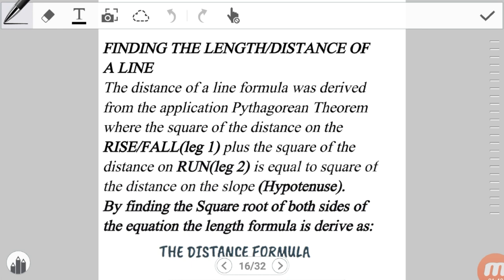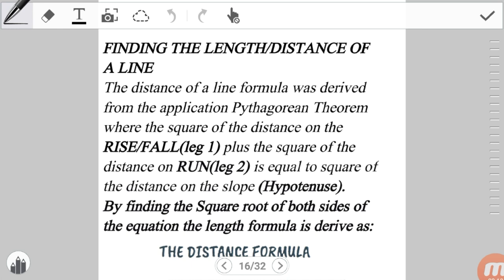So we're going to pick up where we left off, and as promised, we were going to move on to finding the length of a line. That's what we're going to be looking at. As you can see here on screen, the distance or length of a line formula was derived from the application of the Pythagorean theorem.